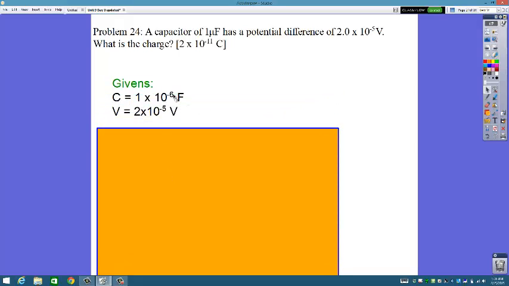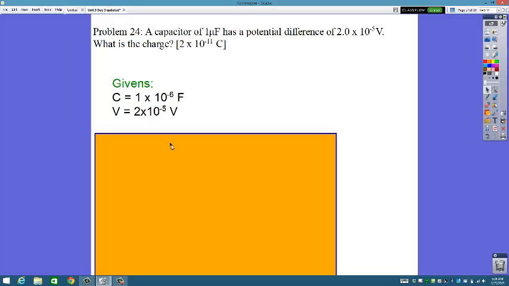Okay, if you notice, this micro means 10 to the negative 6th. So I have to convert 1 microfarad to just farads, okay, because that's the scientific unit. So micro means 10 to the negative 6th, so this is going to become 1 times 10 to the negative 6 farad. My potential difference is my voltage, that V, 2 times 10 to the negative 5th volts. Okay, I am looking for the charge, the letter Q.